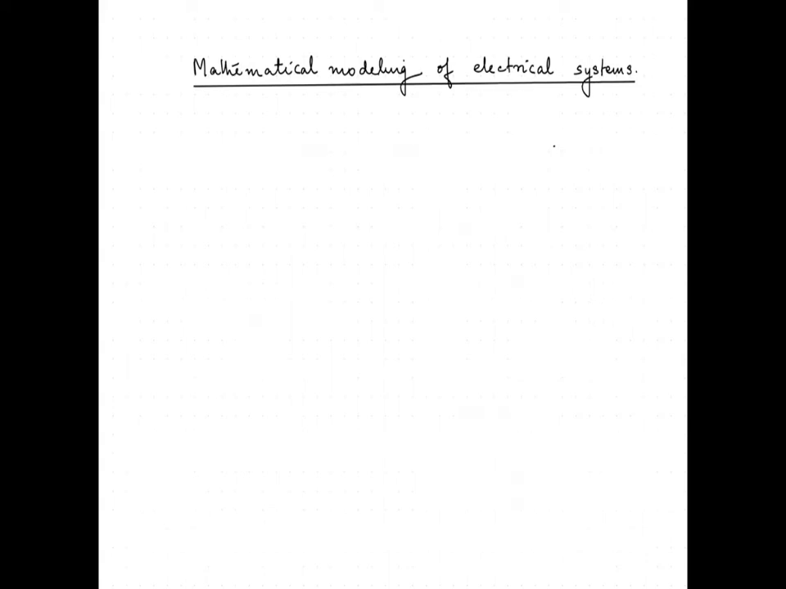In this session, we are going to discuss mathematical modeling of electrical systems. Any system study can be broadly classified into analysis and design. In analysis, we do the study of behavior of the system, whereas in design, we design a system based on the known behavior. For both of these, we need mathematical models. And the mathematical models can be obtained by using the basic laws of nature.